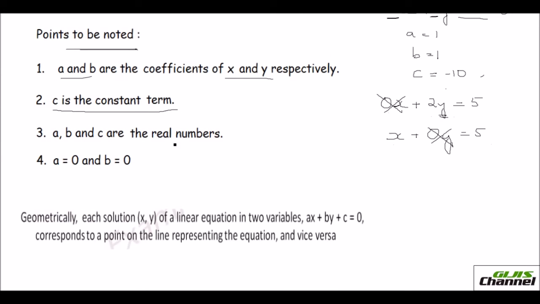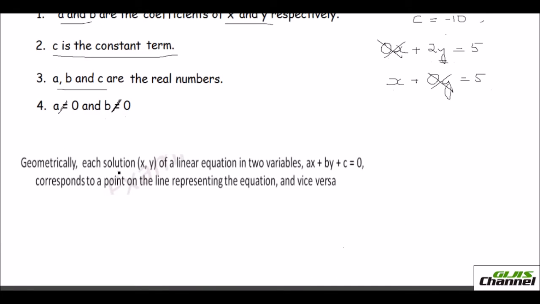A, B and C are real numbers, right? You have all numbers there. And you cannot have A equals 0 and B equals 0. Okay, this is not possible. A cannot be equal to 0 and B cannot be equal to 0.